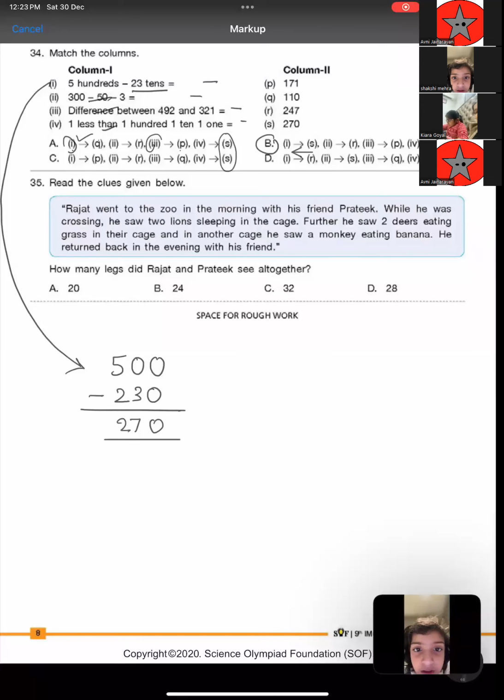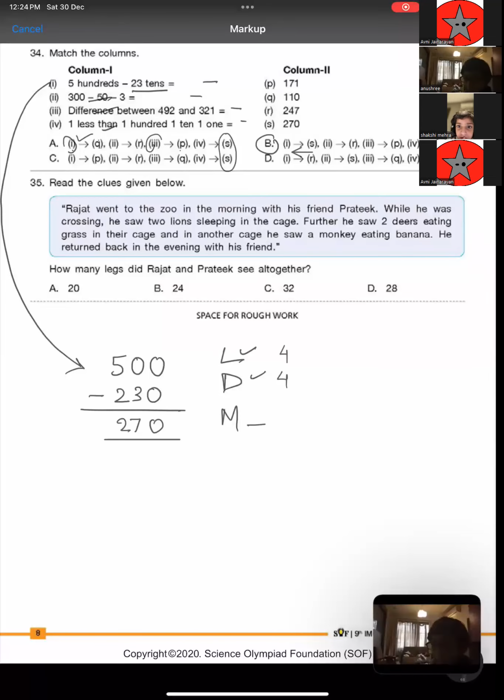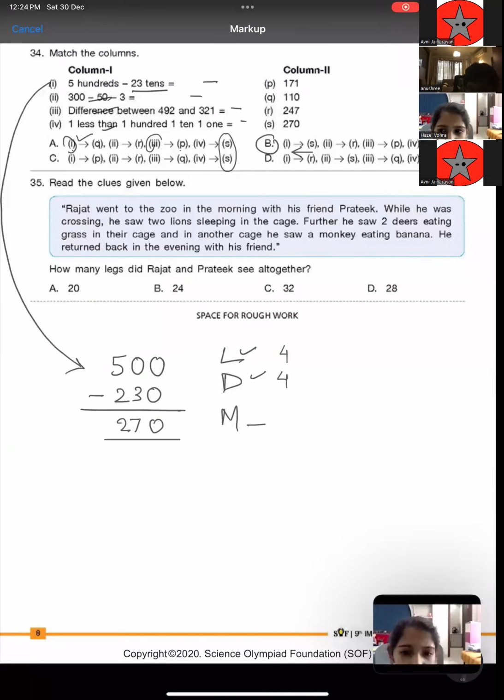Now, I will have to read it again. There were lions, there were deers, and then there were monkeys. Okay, now you will have to understand that definitely lion and deers, they are having 4 legs. But monkey, I am not sure. You have to tell me. Monkeys have 4 legs or 2 hands and 2 legs? Two hands and 2 legs.